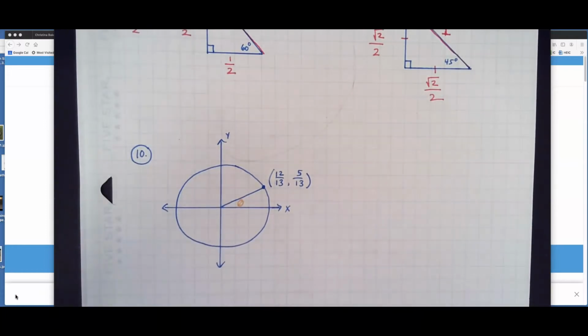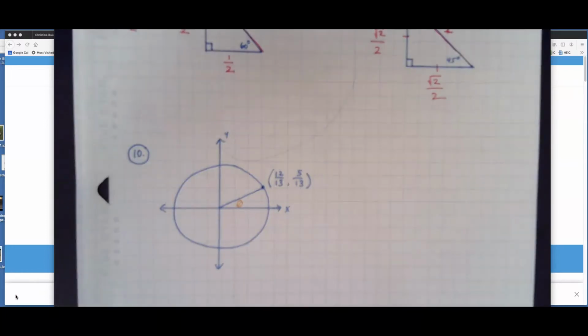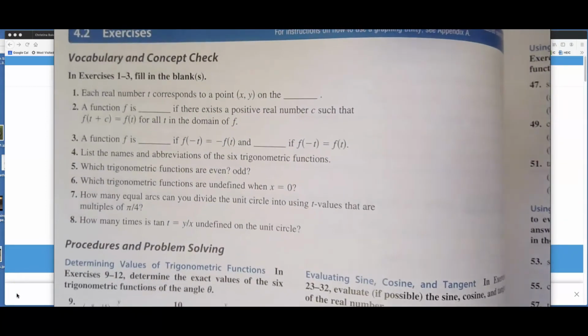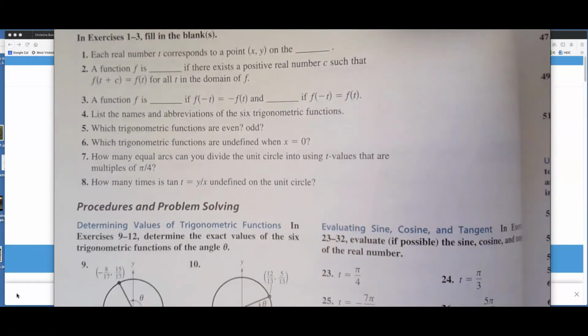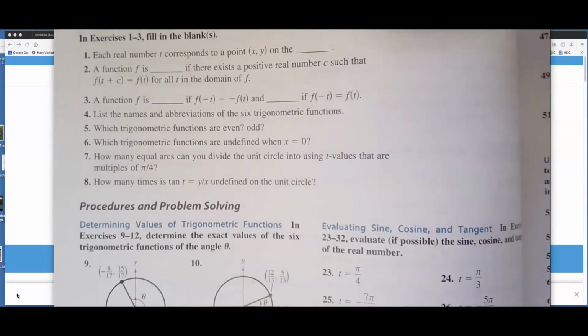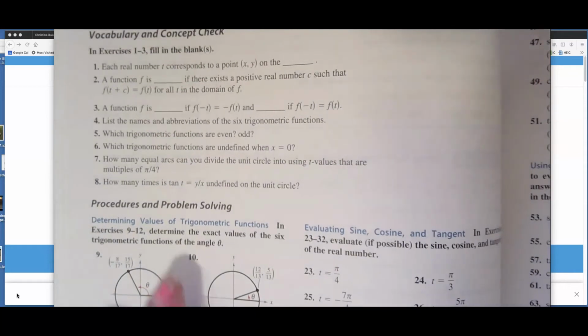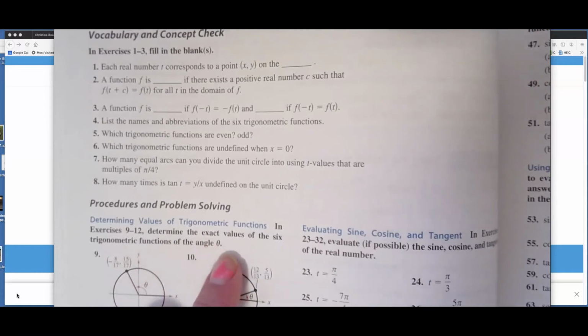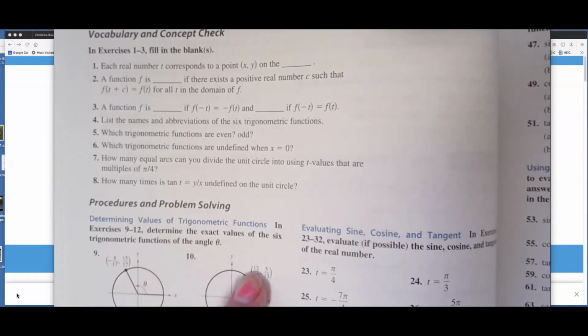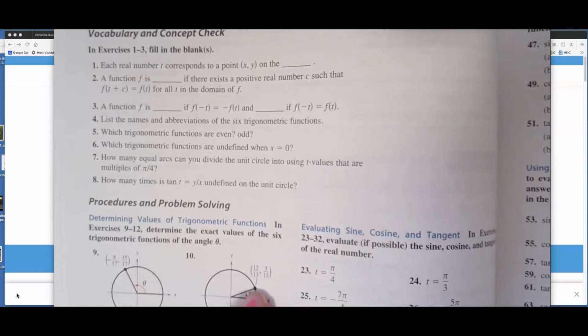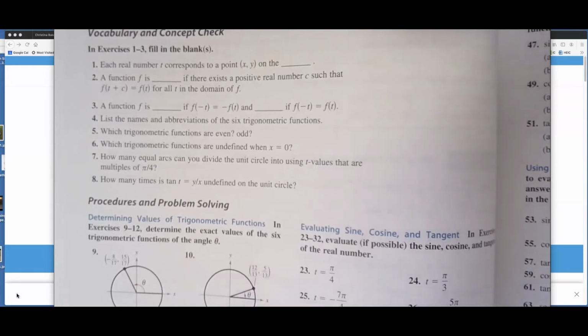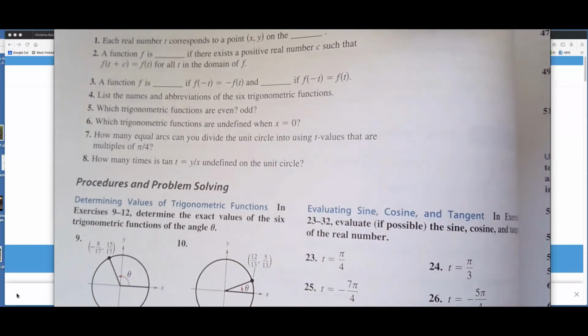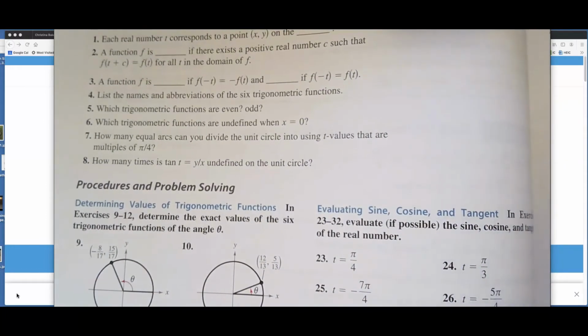For number 10, there is a lot of basic trig from geometry that we need to know. I'm looking at the directions for number 10. It says, determine the exact values of the 6 trigonometric functions of the angle theta. We're given that the coordinates of that point are 12/13 and 5/13, and we need to figure out the values of each of the 6 trig functions.